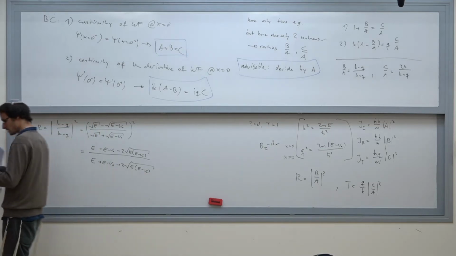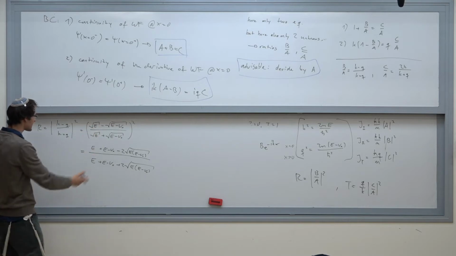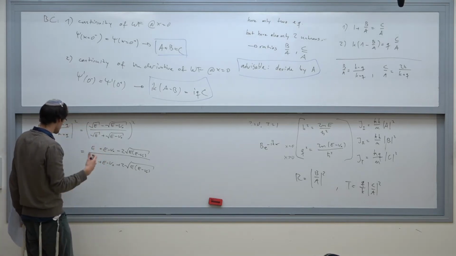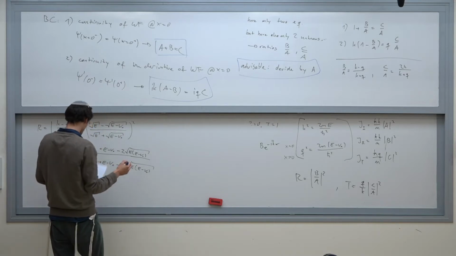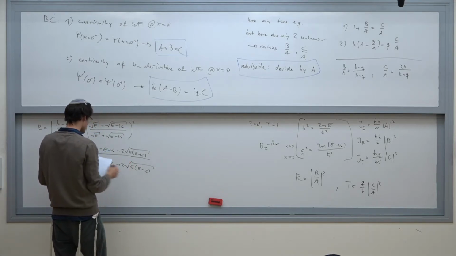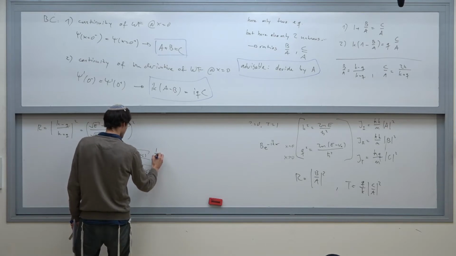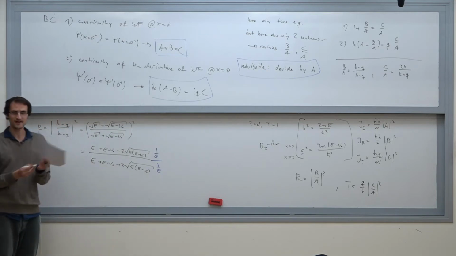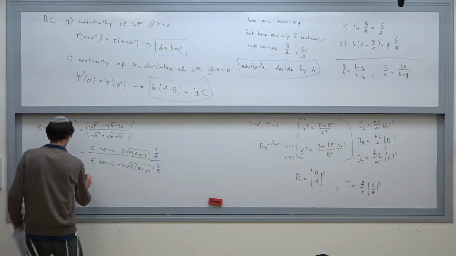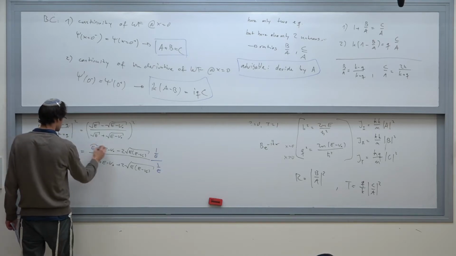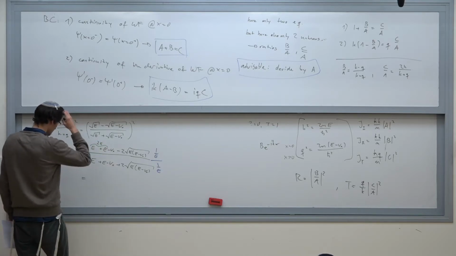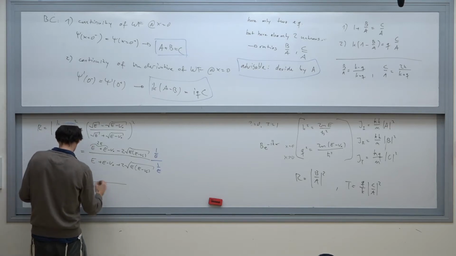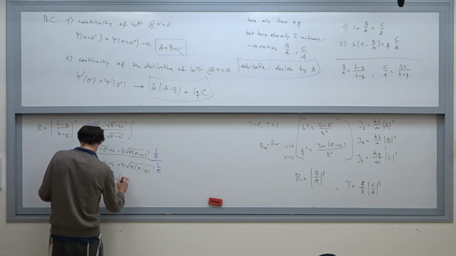Now, this could be a final answer, right? But just so I can understand the answer, I'm going to divide above and below by E. I'm just multiplying by 1 in a fancy way. This way I can rewrite the equation. Notice this is 2E. So I'll get 2 minus V naught over E minus 2 root of 1 minus V naught over E.